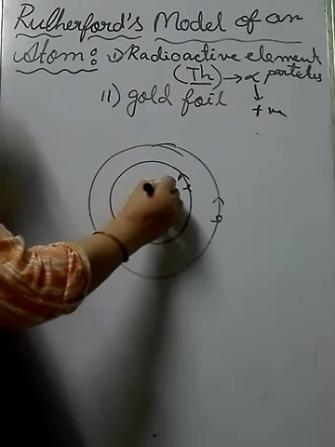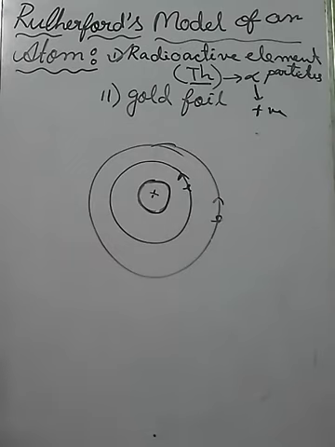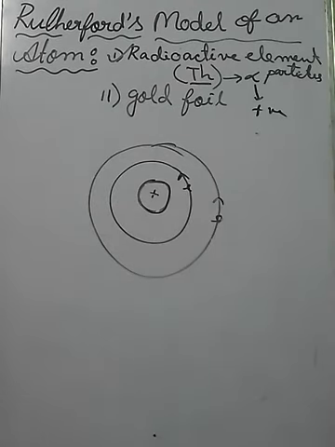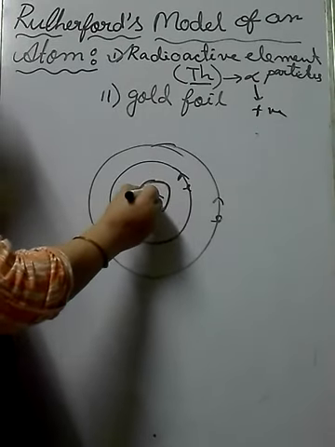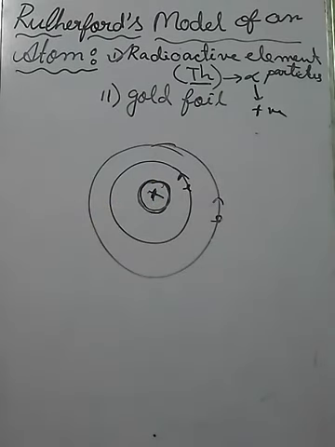Actually, Rutherford discovered the nucleus. Rutherford experimented to find out the position of the electron and proton inside the atom. But when he had done this experiment, he observed that one small positively charged nucleus or center is there in the center of the atom.